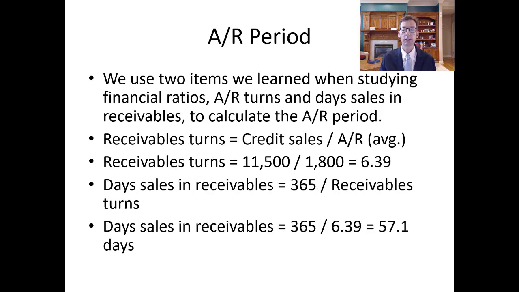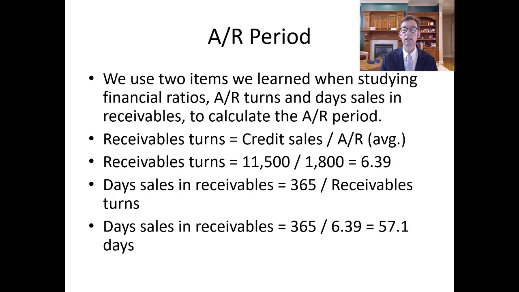Now what is our accounts receivable period? We're going to use 2 items from our previous study of financial ratios to calculate this. First of all, we are going to calculate receivables turns. And when we calculate receivables turns, we want to look at credit sales only. Now, unless I tell you otherwise, all sales are on credit. In truth, this is pretty much the way it works in the US and around the world. There are a lot of businesses that run purely on credit. And so we are going to assume all sales are credit sales unless told otherwise.